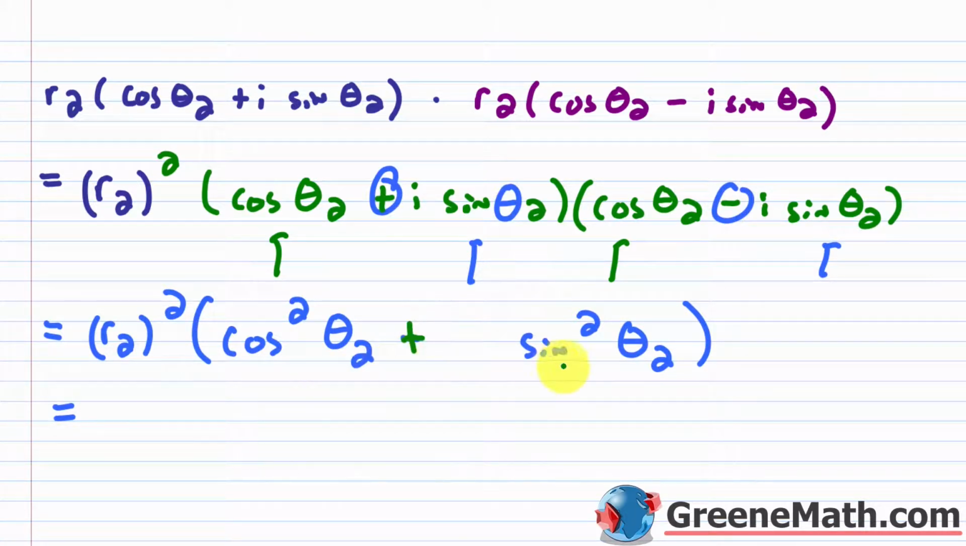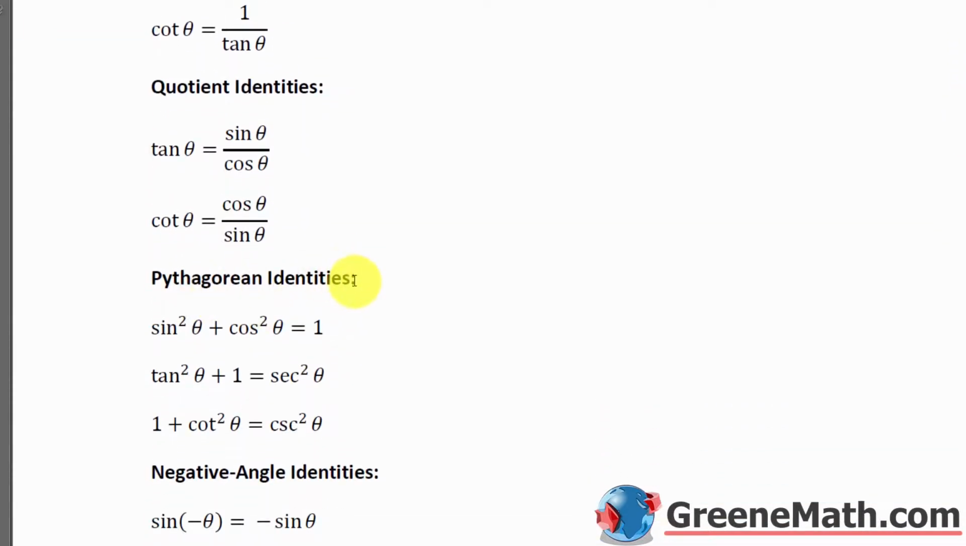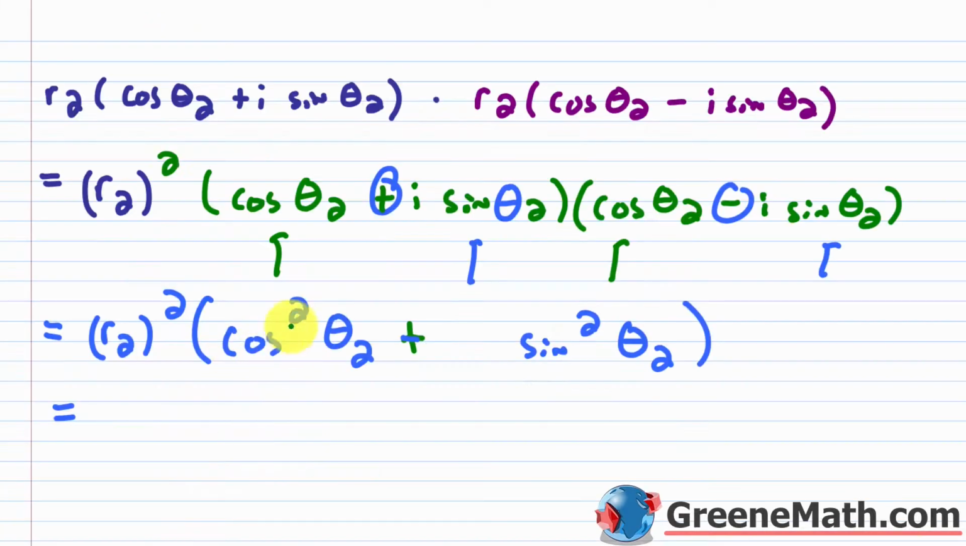Now hopefully you see this right away. You have cosine squared theta sub 2 plus sine squared theta sub 2. What is that? That's 1. If you go back, you see for the Pythagorean identities, sine squared theta plus cosine squared theta equals 1, right? So here we have cosine squared of theta sub 2, whatever that angle is, plus sine squared of theta sub 2, same angle, whatever it is, okay? And so this is going to be 1. So I can say this is r sub 2 being squared times 1, which just equals r sub 2 being squared, okay? So if I go back up, this is going to be my denominator.